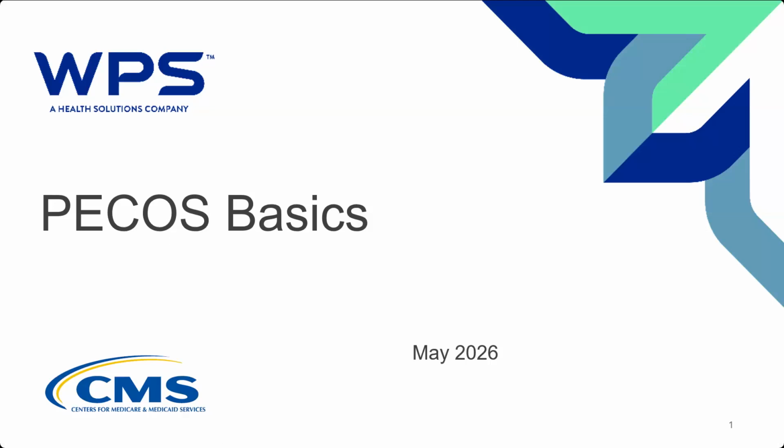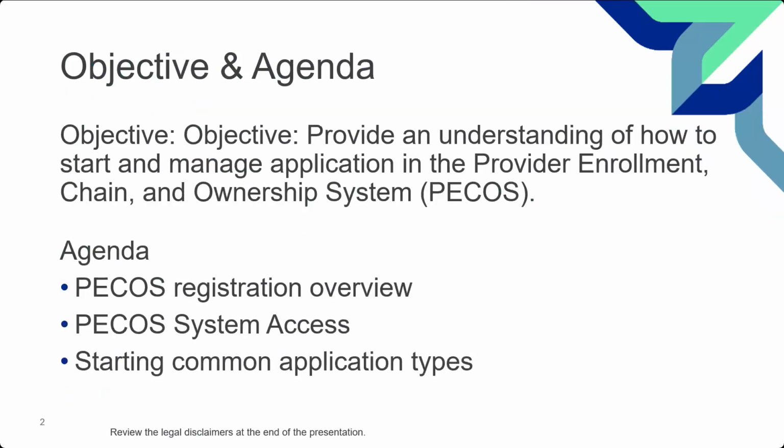If you're not submitting applications electronically, you're doing so through paper. And paper applications, it's a lengthy template that you fill out. It has to be printed off. It has to be mailed to us. And it actually takes longer to process a paper application than it does an electronic application. And PECOS, which is our provider enrollment chain and ownership system, is the only method to submit an electronic enrollment application.